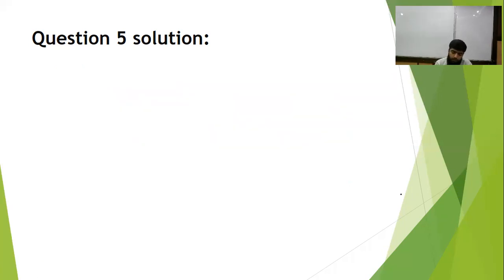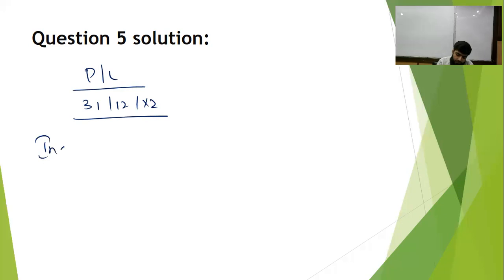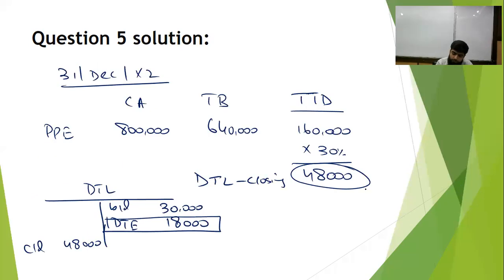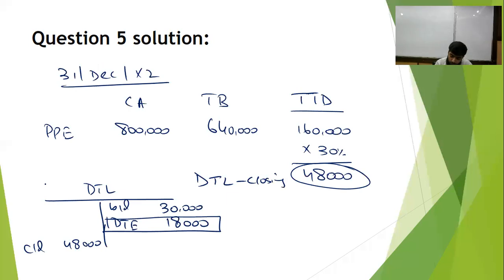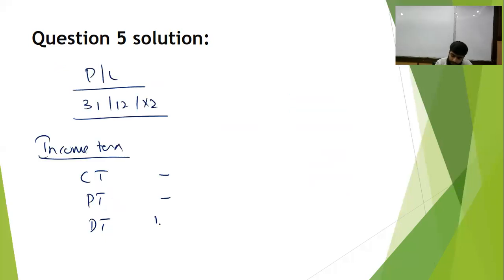So summing up, as per the requirement, if we prepare the P&L for the year ended 31st December 20x2, the income tax should be reported. There are three types of taxes: current tax, prior tax, and deferred tax. So far in this question, we don't have any profit, so no current tax and no prior tax. But yes, the deferred tax for the year 20x2 is 18,000, and that is the tax that will be reported in the P&L.